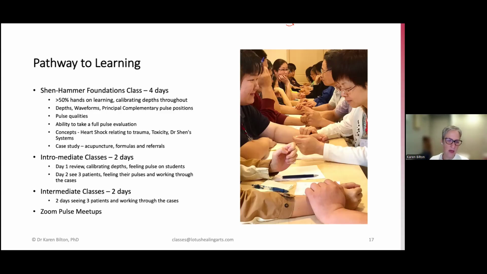And the intermediate classes is 2 days of just seeing patients. And to support learning along the way, we also have Zoom pulse meetups every 6 to 8 weeks.